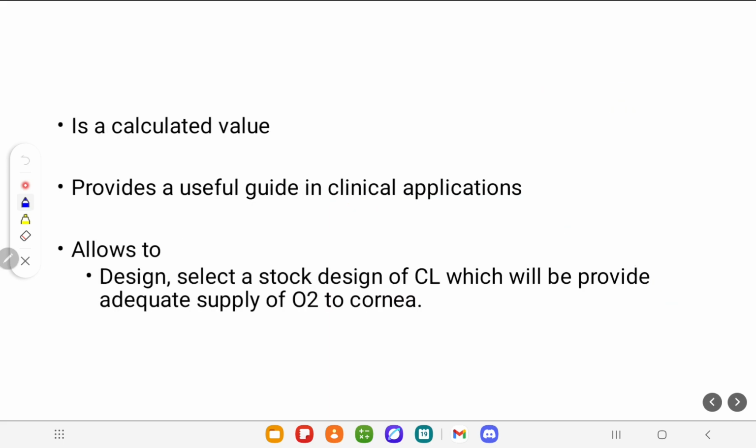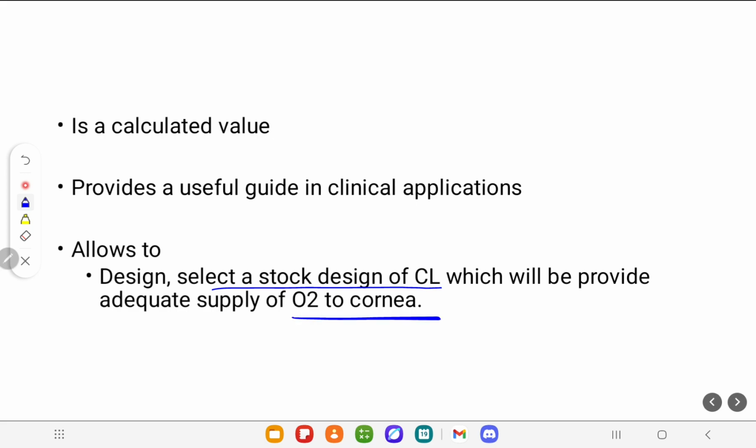So it's a calculated value and provides useful guidance in clinical applications. It allows the selection of a stock design contact lens which will provide an adequate oxygen supply to the cornea.